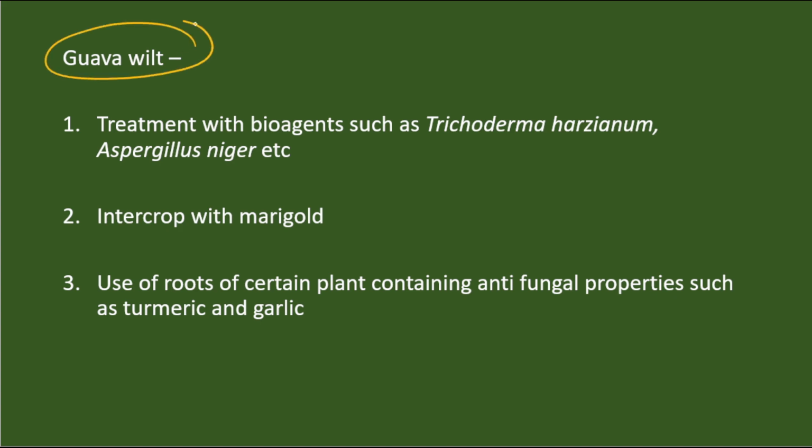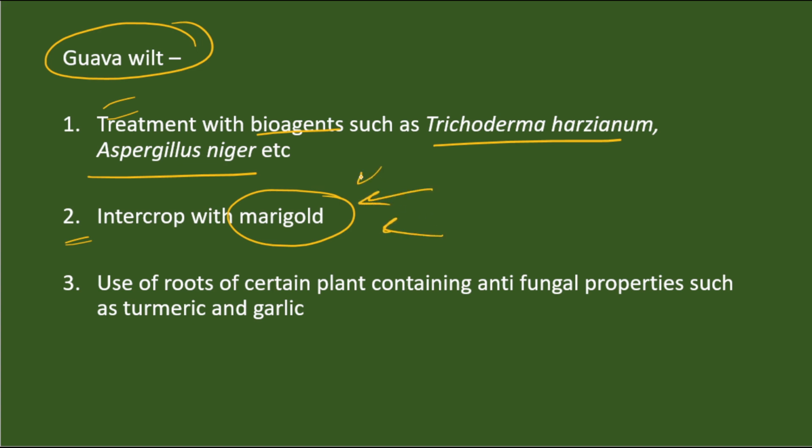Now let's go to guava wilt. What we can do for guava wilt? We can do treatment with bioagents such as Trichoderma, Aspergillus niger. So these are very important bioagents we use. So it helps to control the pathogen of guava wilt. Secondly, we can intercrop with marigold so that the pathogens of the wilt get attracted to marigold, and our main crop, that is the guava, will be protected. So intercropping with marigold can be helpful.